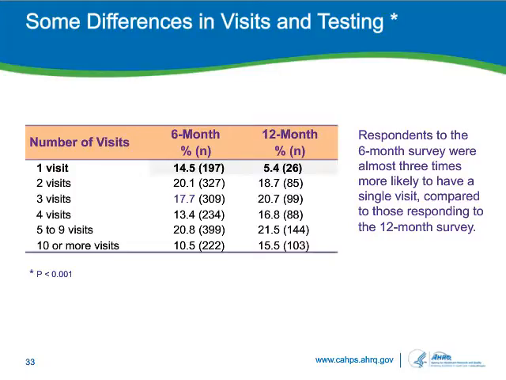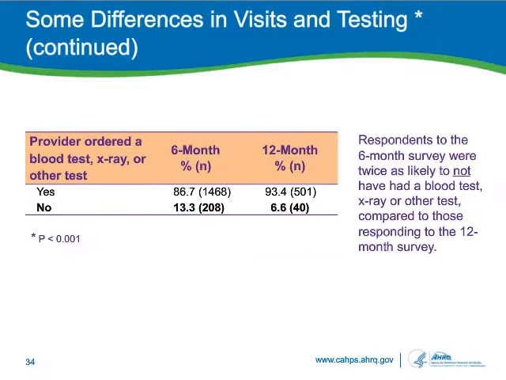Respondents to the 6-month survey were much more likely to have had only 1 visit compared to those in the 12-month survey, which I think makes sense. A longer window allows for more visits. In fact, if you look at the bottom line, those patients who had 10 or more visits, it's much higher in the 12-month survey than in the 6-month survey. That seems to make sense to me when you increase the sampling frame.